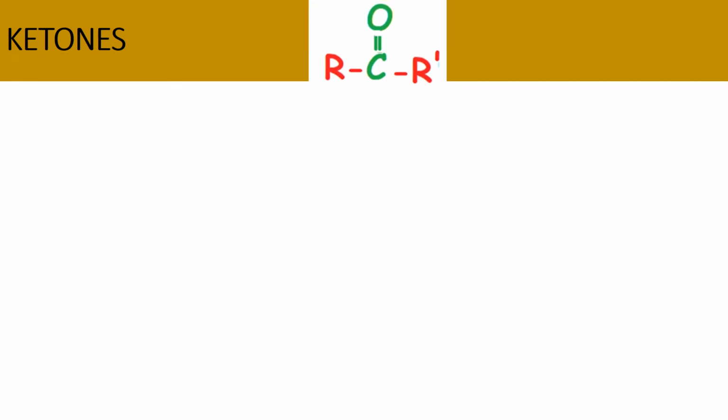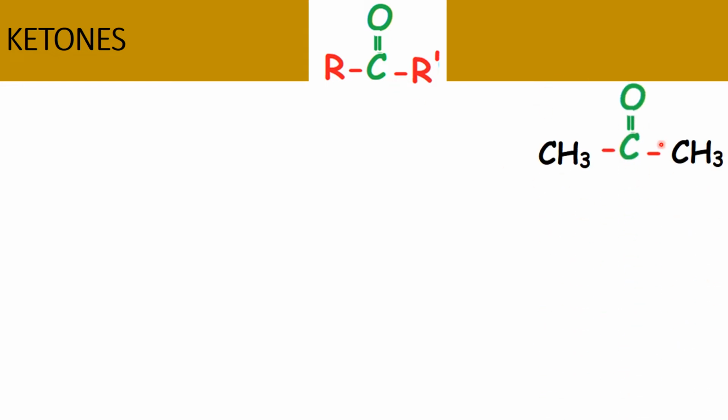Ketones. Here you can see the general formula of a ketone, RCOR'. The carbonyl group is bonded to two carbon atoms in a ketone. So it can be written in a general formula like this, RCOR', where R and R' denote the alkyl groups or aryl groups.